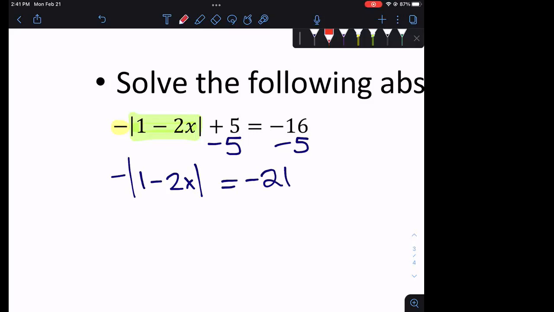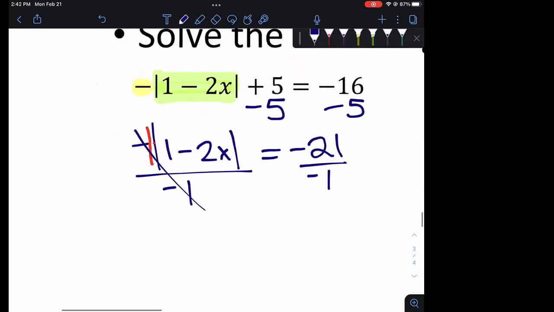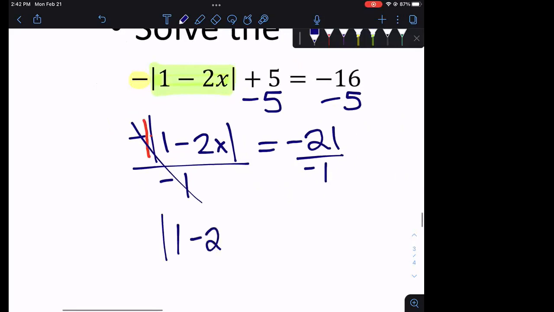And now in order to eliminate this negative, we're going to think of that negative as being a negative 1 that's being multiplied by my absolute value bars. So in order to get rid of that negative 1, I'm going to divide by negative 1. So that's going to give me the absolute value of 1 minus 2x equals positive 21.